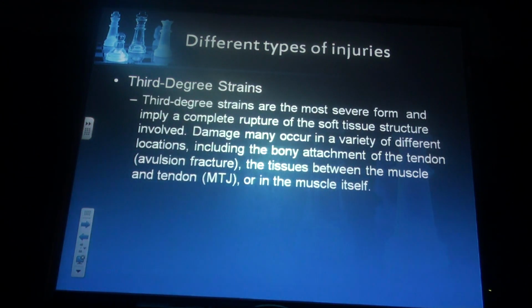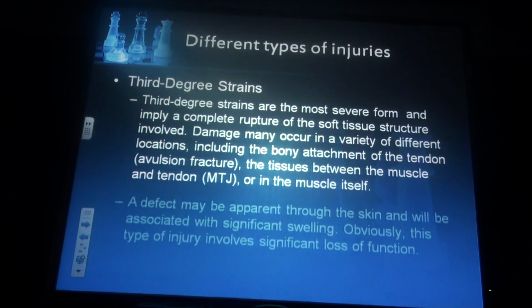Third degree strains. Third degree strains are the most severe form and imply a complete rupture of the soft tissue structure involved. Damage may occur in a variety of different locations, including the bony attachment of the tendon, avulsion fracture, the tissues between the muscle and tendon, the musculotendinous junction, or in the muscle itself. So these can happen anywhere. And when I say avulsion fracture, what happens is, in that kind of a strain, it pulls a piece of bone attachment with the muscle away, causing that avulsion.